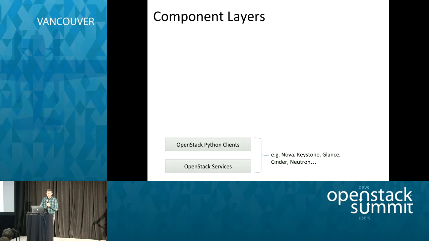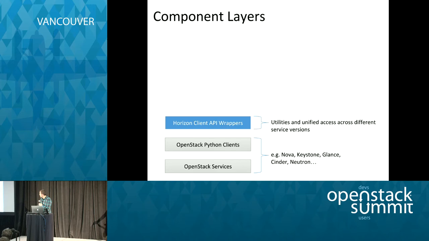If we drill into that a little bit more, again, essentially you have your OpenStack services. They have their Python clients. Horizon itself has client API wrappers, and it allows you to deploy Horizon in an environment where you could have, like, Cinder V1 or Cinder V2 enabled.